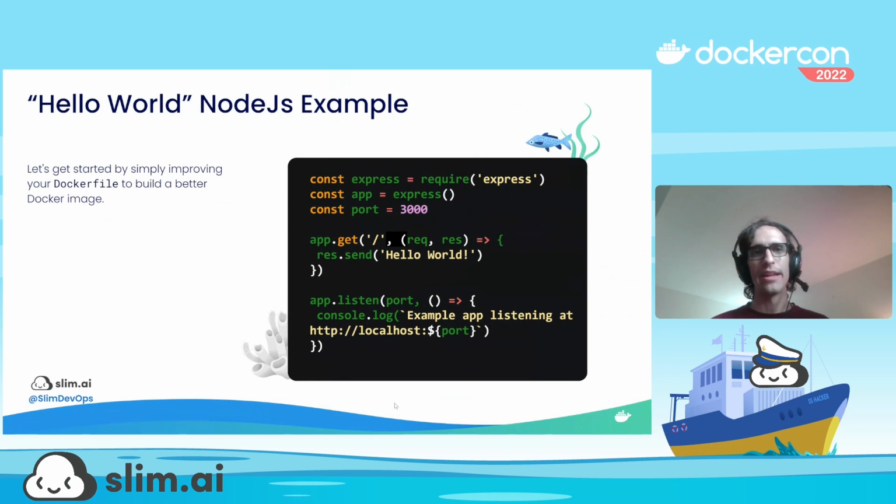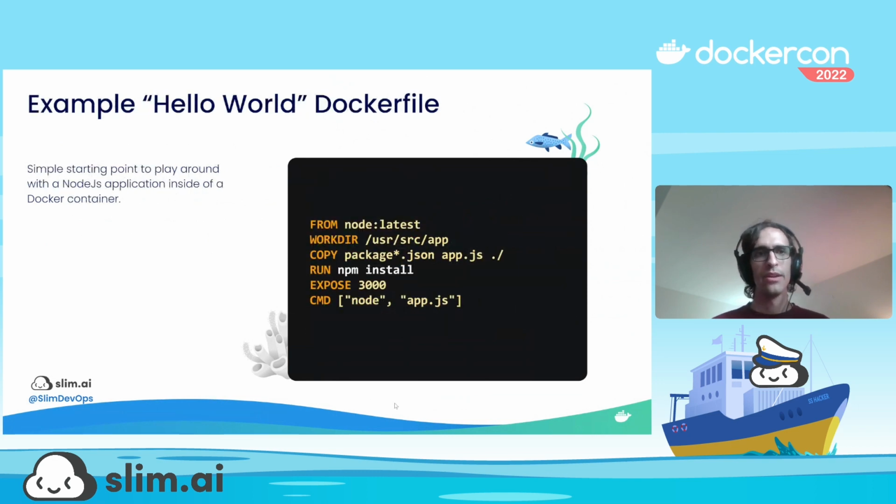Today we'll be looking at a hello world Node.js example. Here we have a very, very simple Node application, and let's go ahead and take a peek at what a Dockerfile for this Node app could look like. This is a very simple boilerplate Dockerfile that you could find just by querying for a hello world Node.js Dockerfile on Google.